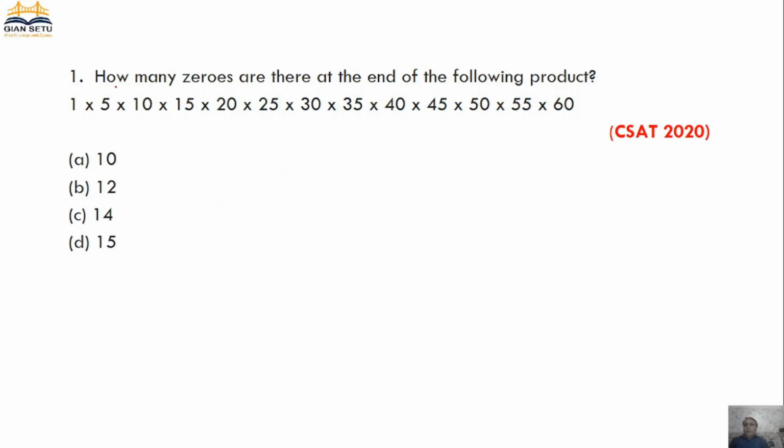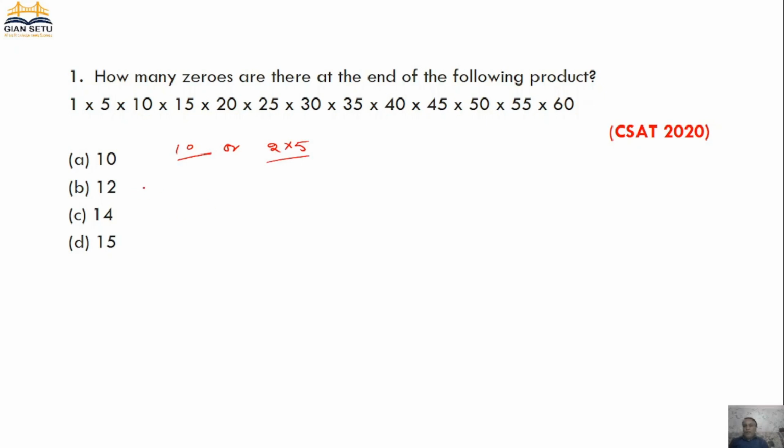Now, question number one is how many zeros are there at the end of the following product? We are given some numbers and we need to find how many zeros will be there in the final product. Now, we know that we get a trailing zero if we multiply a number by 10 or by a pair of 2 into 5. Now let's write down all these numbers in the form of factors.